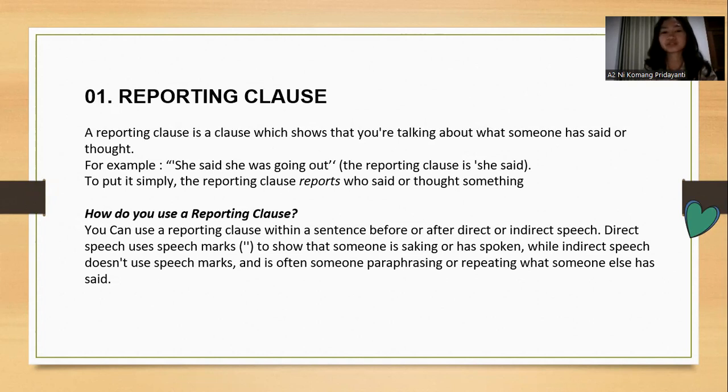How do you use reporting clause? You can use reporting clause within a sentence before or after direct or indirect speech. Direct speech uses speech marks to show that someone is speaking or has spoken, while indirect speech doesn't use speech marks and is often someone paraphrasing or repeating what someone else has said.